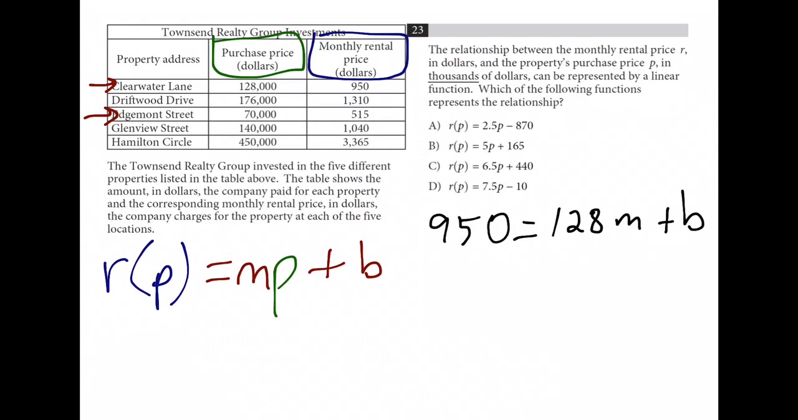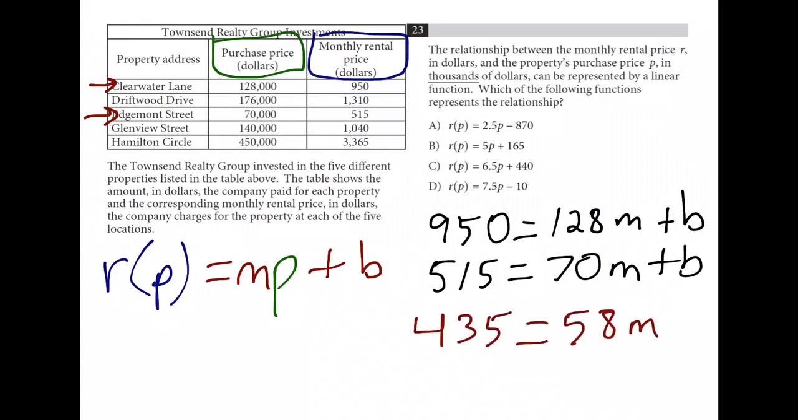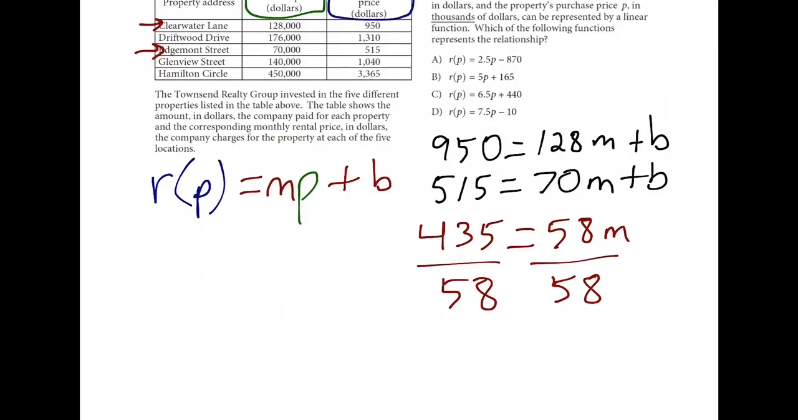The equation for Clearwater Lane becomes 950 is equal to 128. Remember, our price is in thousands, that's why I'm not putting 128,000. Times my slope plus my B value. For Edgemont Street, it's 515 is equal to 70 times my slope plus my B value. I can subtract all three columns straight down to cancel out my B's. And I'm left with 435 is equal to 58M. If I divide both sides by 58, I'm left with 7.5 is equal to M.